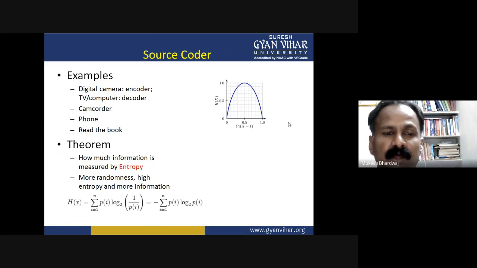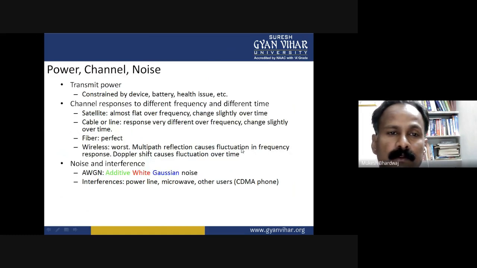Now theorems: how much information is measured by entropy. More randomness means high entropy and more information. Power, channel, and noise are the three terms used in communication. The transmit power is constrained by the device, battery, health issues, etc.